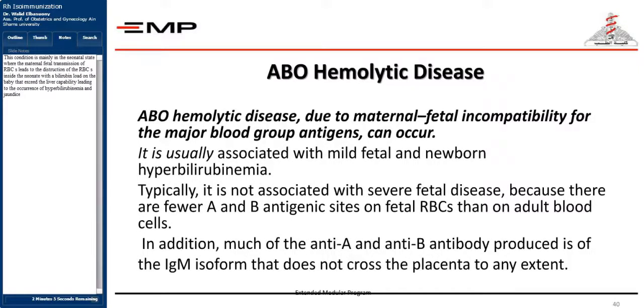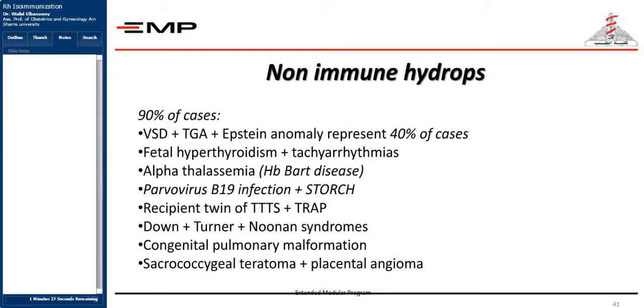This condition, which is ABO hemolytic disease, is mainly in the neonatal state, where the maternal-fetal transmission of red blood cells leads to the destruction of RBCs inside the neonate with a bilirubin load on the baby that exceeds the liver capability, leading to hyperbilirubinemia and jaundice. The ABO hemolytic disease is due to maternal-fetal incompatibility. It's usually associated with mild fetal and newborn hyperbilirubinemia. Typically, it's not associated with severe fetal disease because there are fewer A and B antigenic sites on the fetal red blood cells than on adult blood cells. In addition, most of the anti-A and anti-B antibodies produced are of the IgM isoform, and these do not cross the placenta. So, this is the immune hydrops because of an immunological cause.